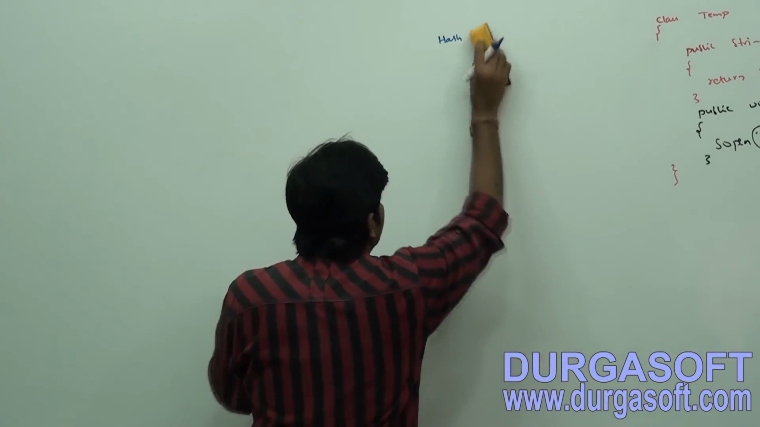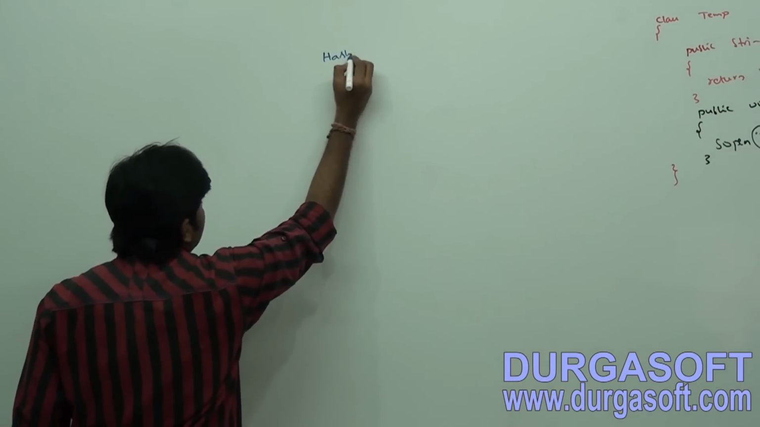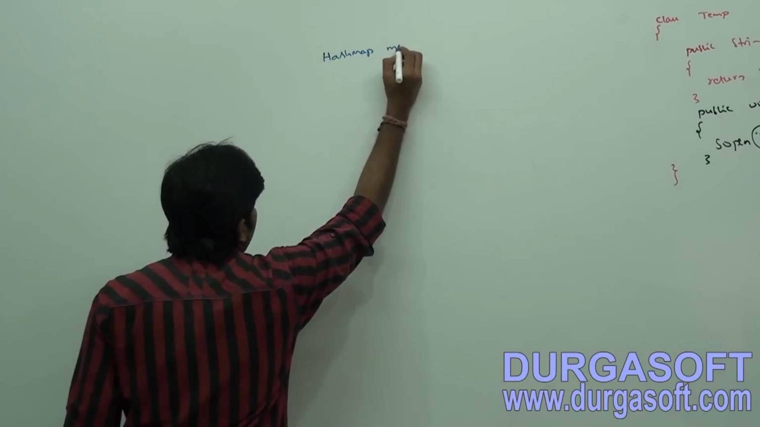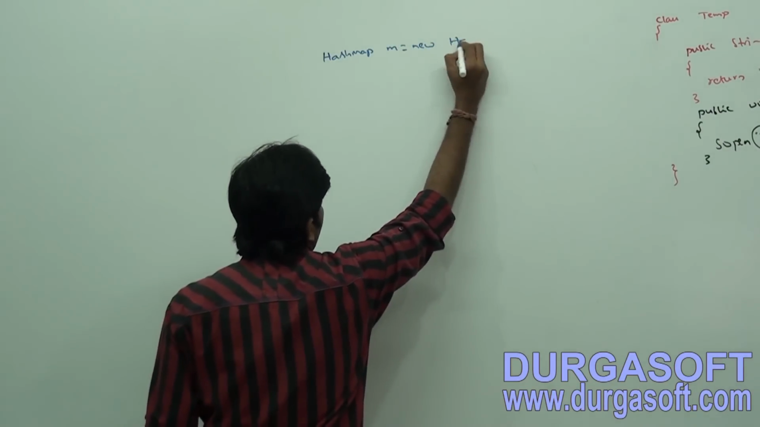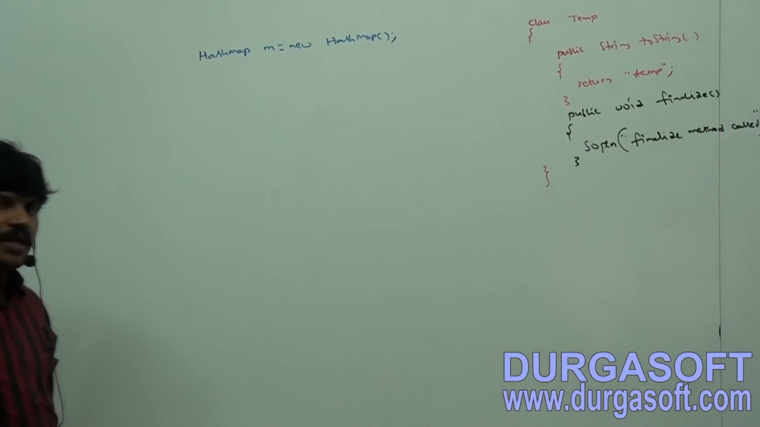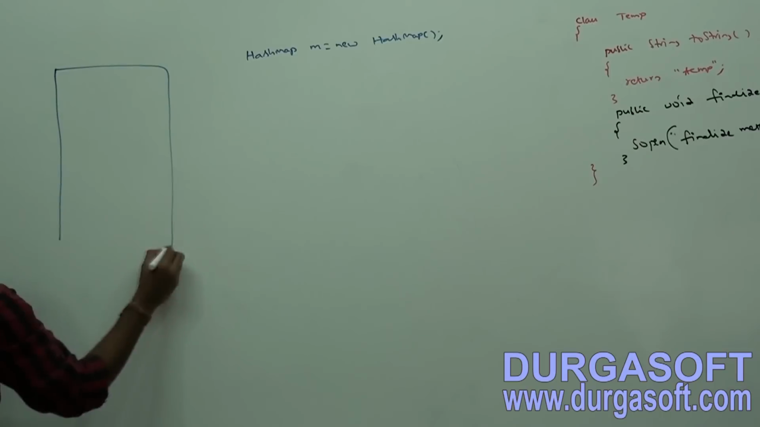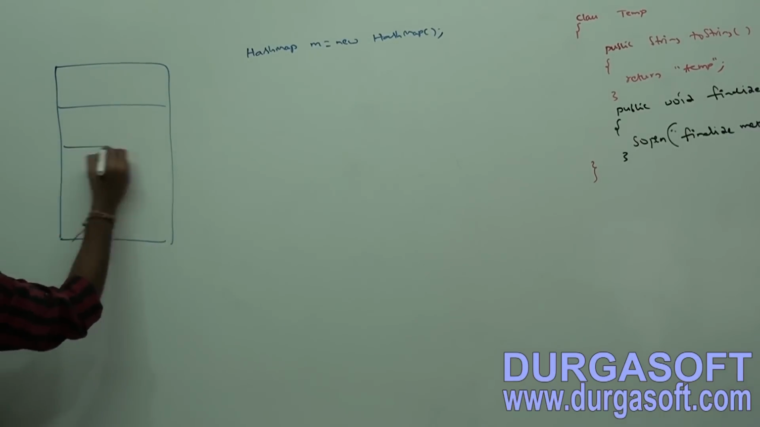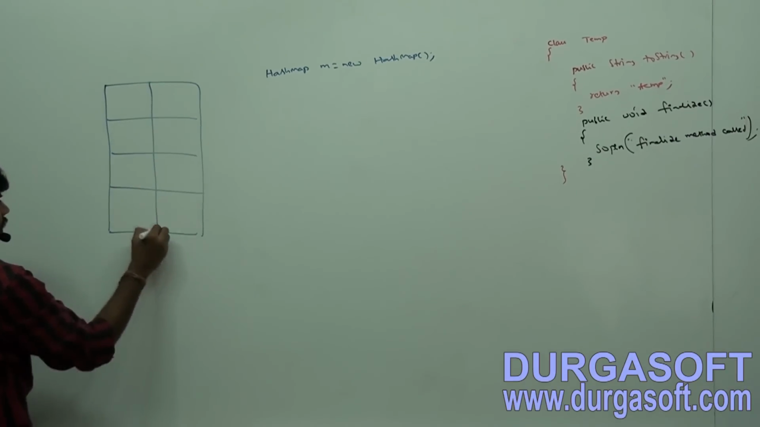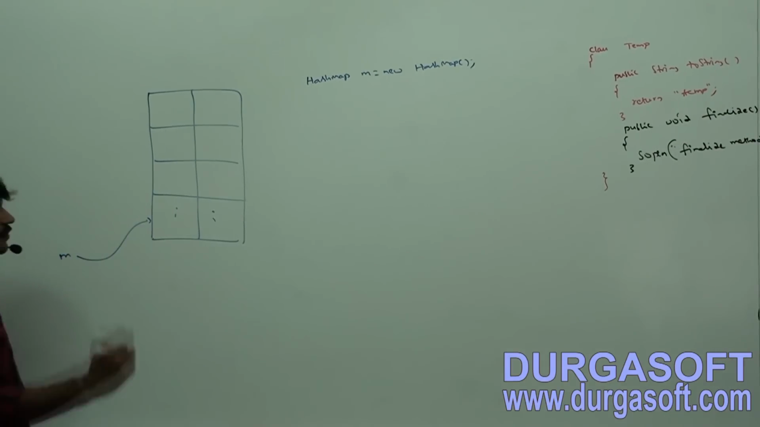Next, the space adjustment. Here, HashMap m = new HashMap(). I created one HashMap object. Okay, like so, the HashMap object got created. This is the HashMap object, right? We created the map object m.